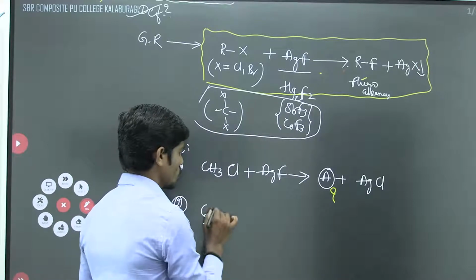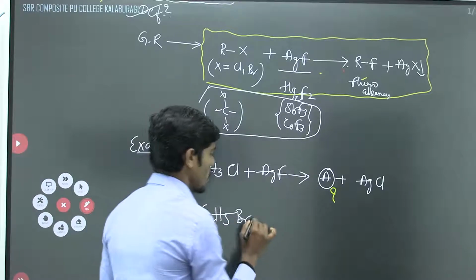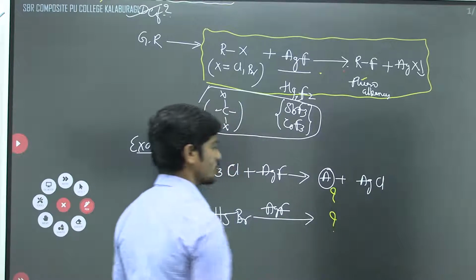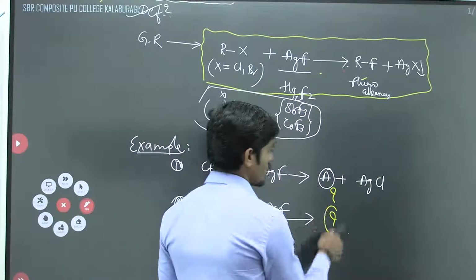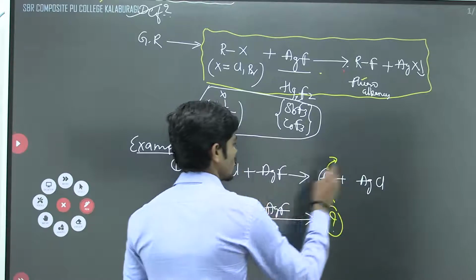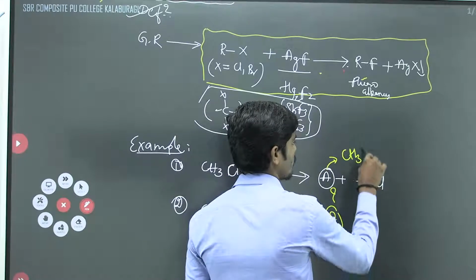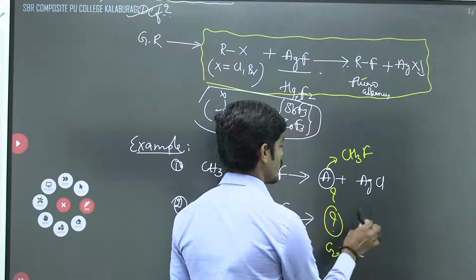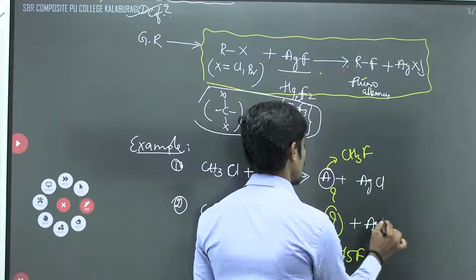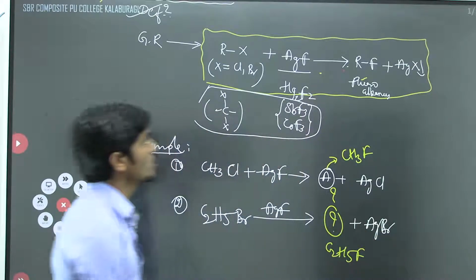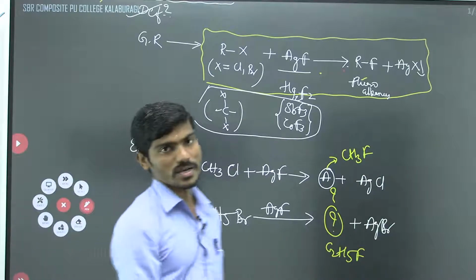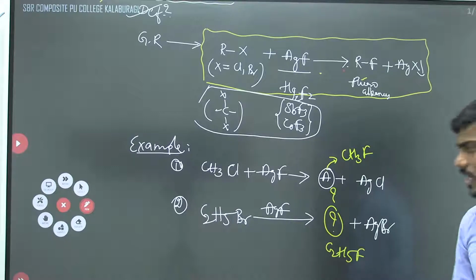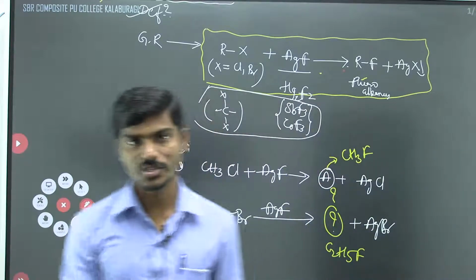Second one, C2H5Br in the presence of AgF. Identify the product. So here the product A is CH3F, fluoromethane. In this case, it is C2H5F. Fluoroalkane is produced along with the byproduct AgBr. So the first one is the Finkelstein reaction, the second one is the Swarts reaction. This is the halogen exchange method, a very simple concept.